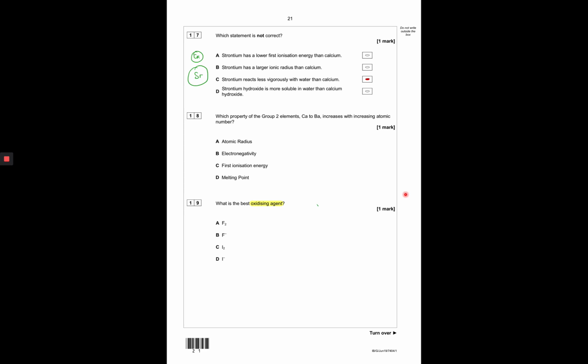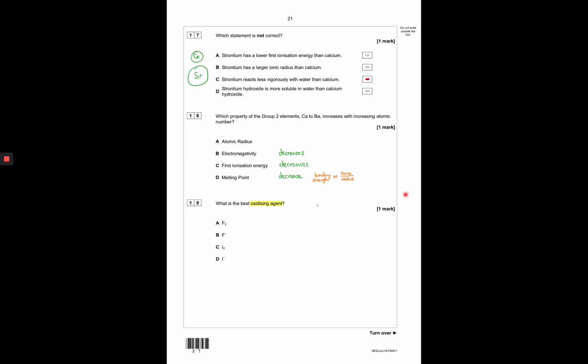Which property of the group 2 elements increases with increasing atomic number? So we're going from calcium to barium. So again, it's group 2, we're going down the group. So actually we can refer back to our calcium strontium circles at the top there. Electronegativity decreases down the group. First ionization energy decreases.